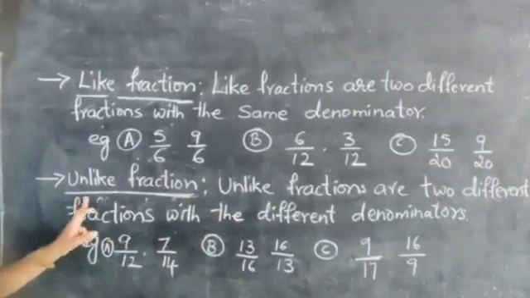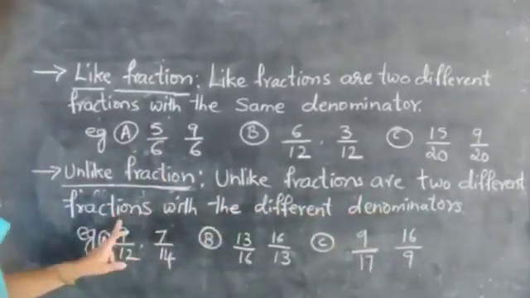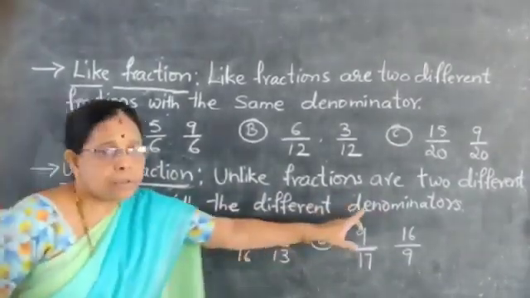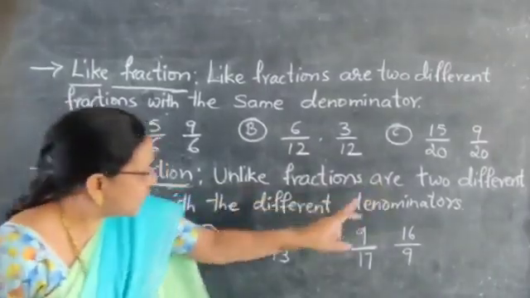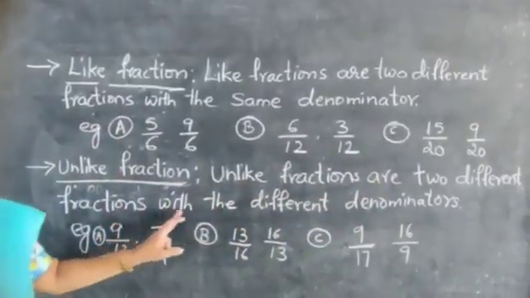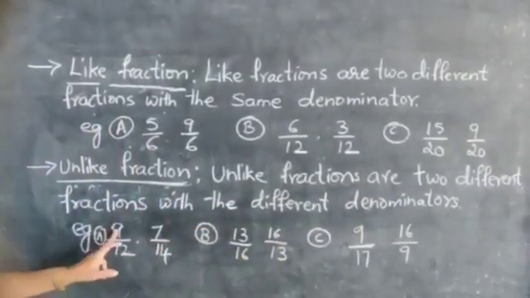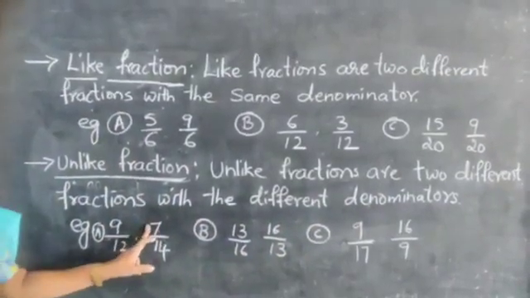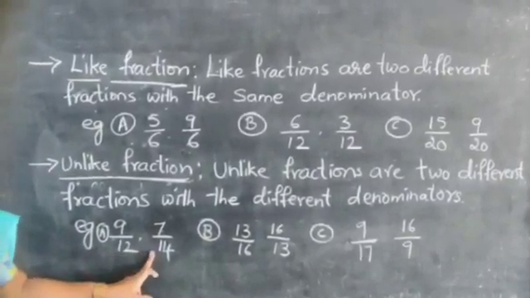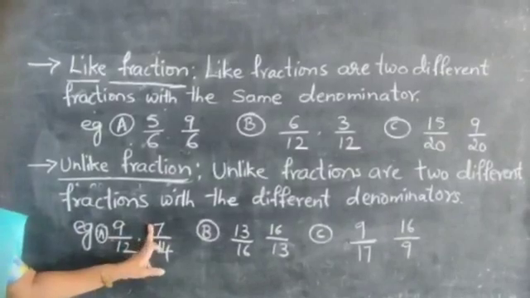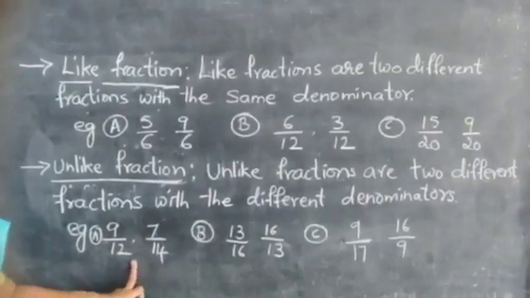Next, unlike fractions. Unlike fractions are two different fractions with different denominators. For example, 9 by 12, 7 by 14. Here, see children, the denominators are different, the numerators are different. Such types of fractions are called unlike fractions.